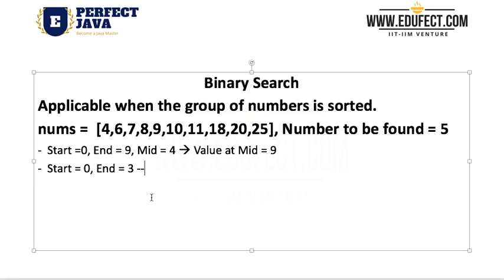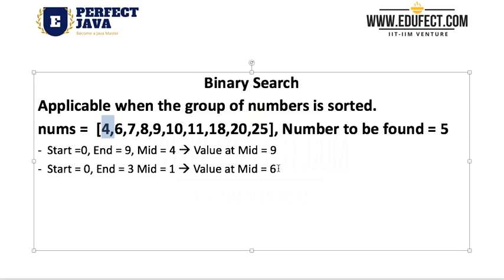And where will we look for the value? We will look at the value at mid. Mid will be 0 plus 3 by 2, which is 1. Mid is equal to 1, and value at mid is 6. So the value we will find at mid is 6. Now what we are looking at is 5. So now is 6 more than 5? Yes, 6 is more than 5. So we will again look to the left.